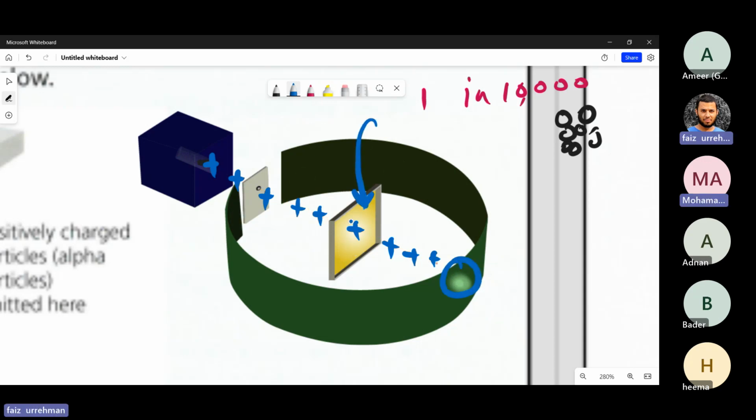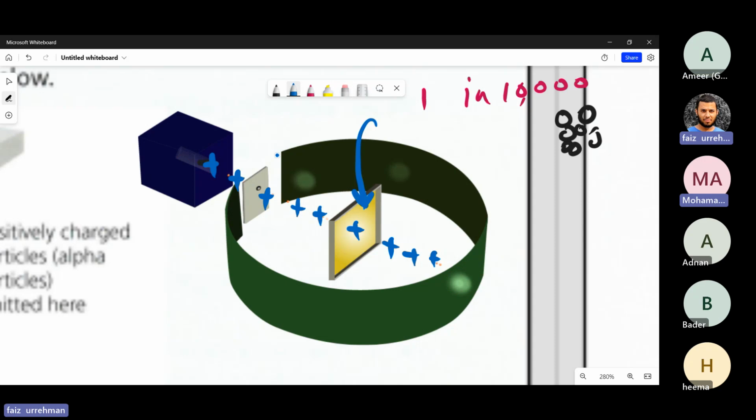Is this gold foil having so many holes? No, I don't know. I don't understand it. So I think only Muhammad Amir knows the answer. Sir, the only one that goes through is differently charged from the gold foil. No, so no one knows the answer.